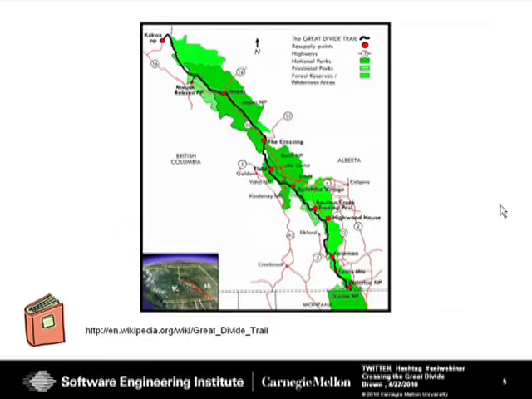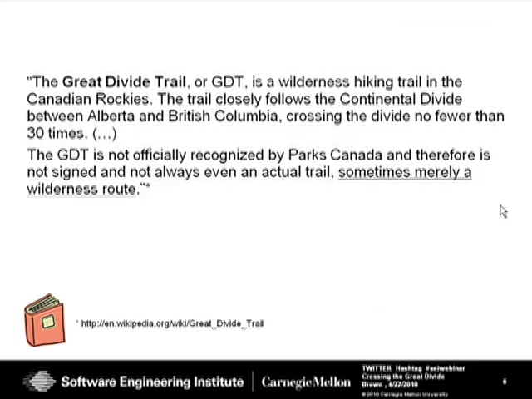Now, up in the Canadian portion, there's a trail that's known as the Great Divide Trail, and it separates British Columbia from Alberta. And in Wikipedia, there was a description of this trail, and they say it's a wilderness hiking trail in the Canadian Rockies. It crosses the divide about 30 times. And the Great Divide Trail is not officially recognized by Parks Canada and therefore is not signed and not always even an actual trail, sometimes merely a wilderness route.